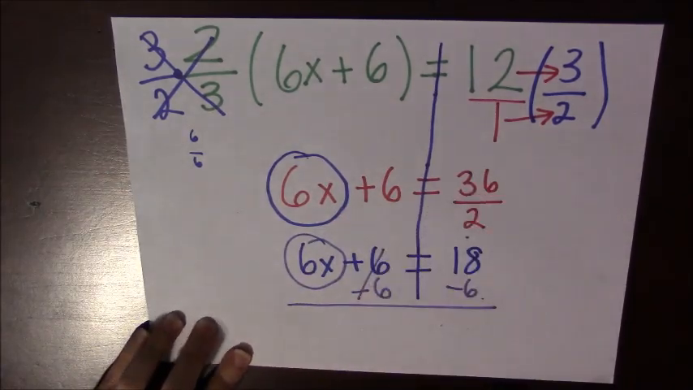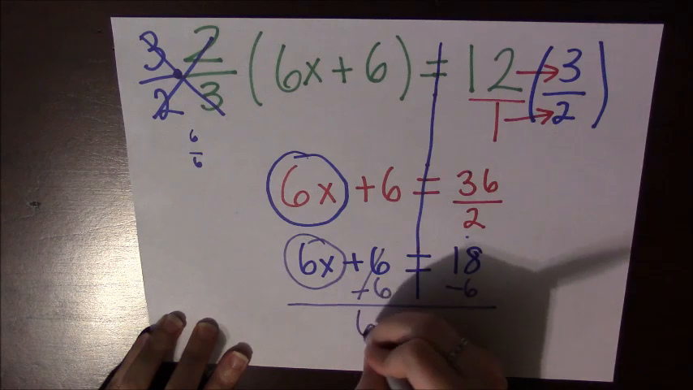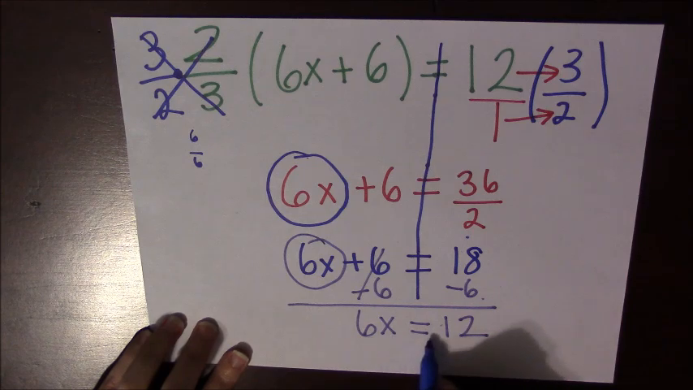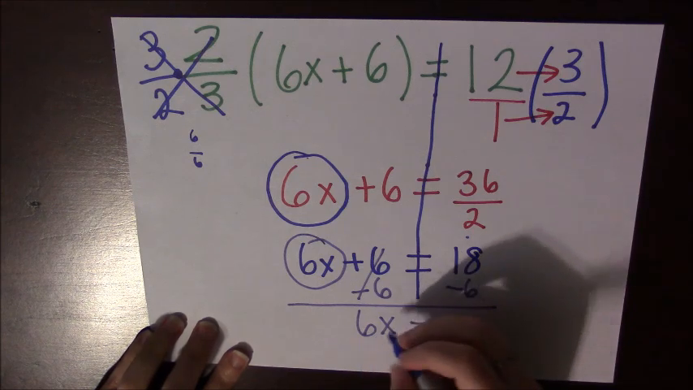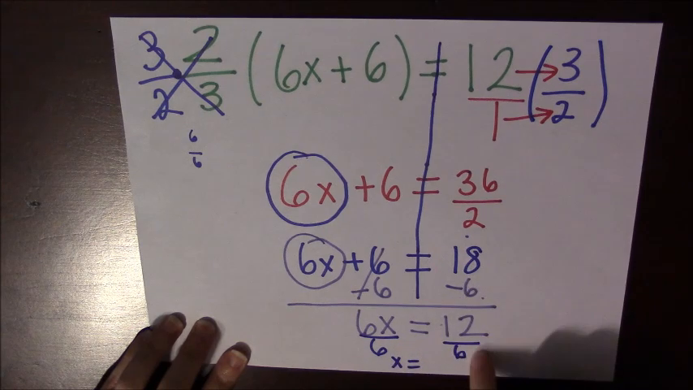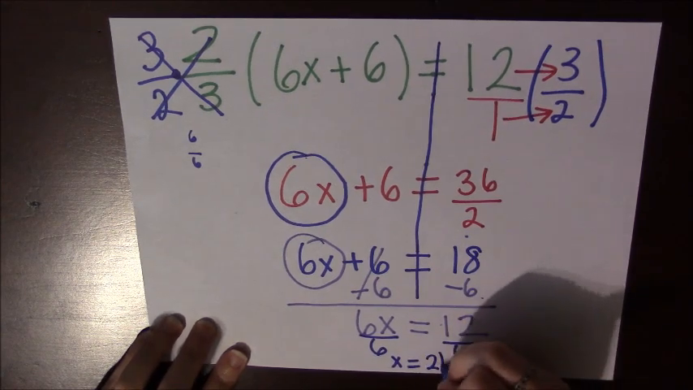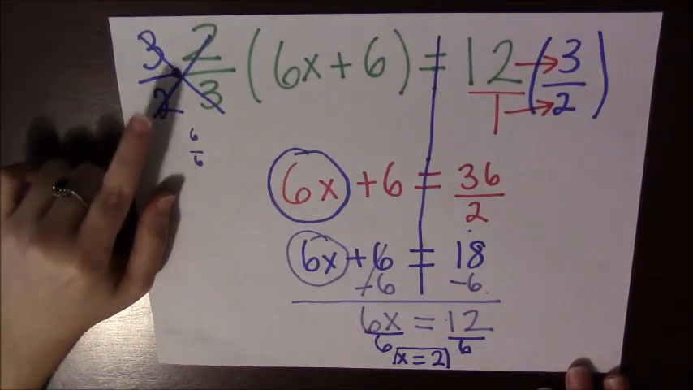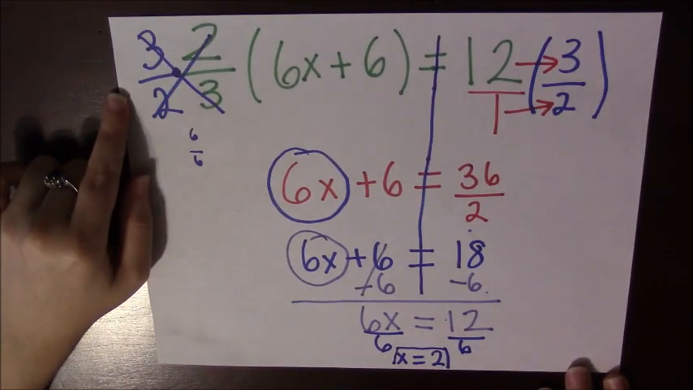They cancel because they make 0. So 6x equals 12. Now 6 times x equals 12. The opposite of times is division. So x equals 12 divided by 6, which is 2. Now again, there are different ways you can get rid of the fraction. This is just one simple way we could have done it.